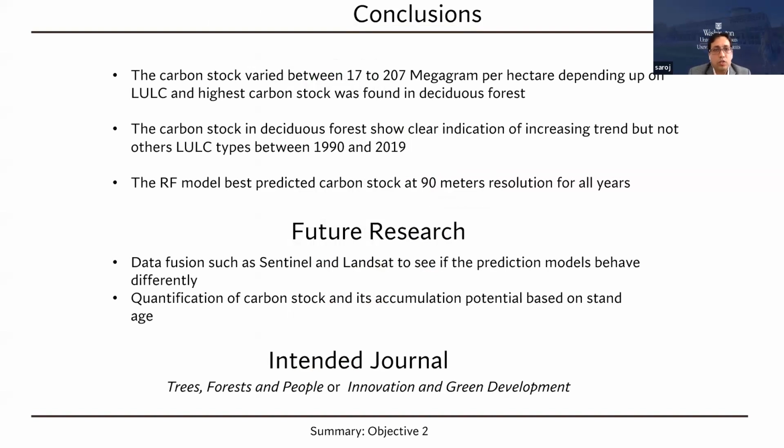The conclusion of this objective was the carbon stock varied between 107 to 207 megagram per hectare, depending upon the area or land use land cover type, and the highest carbon stock was found in deciduous forest. The carbon stock in deciduous forest shows a clear indication of an increasing trend, but not other land use land cover types, between 1990 and 2019. And the random forest model best predicted carbon stock at 90-meter resolution for all years.